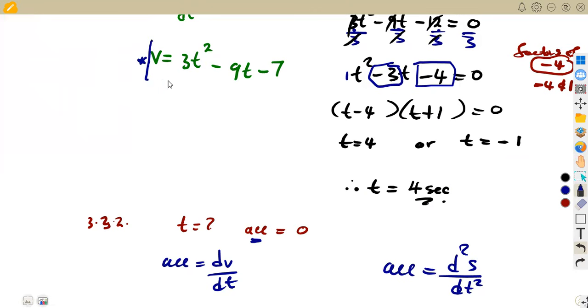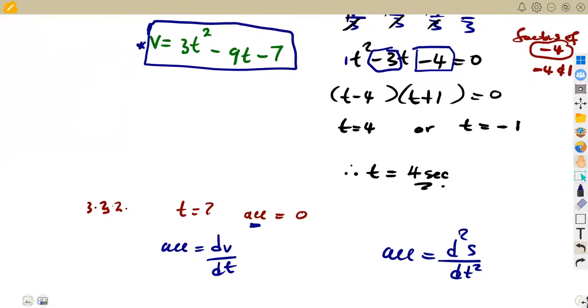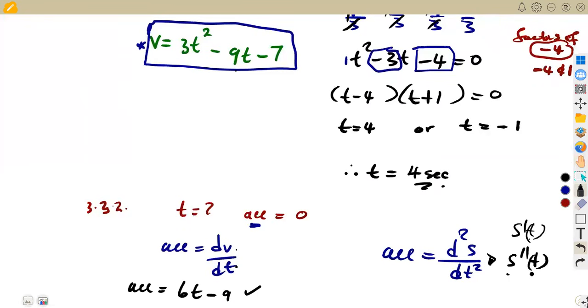So already here we calculated our expression for velocity. What do we simply need from this expression? We simply need to differentiate this. So acceleration is going to be dv/dt. We differentiate the velocity, which is going to give 6t minus 9. If you use the second derivative, you find the first derivative of s with respect to t, then the second one, you are going to obtain the same answer, which is 6t minus 9.